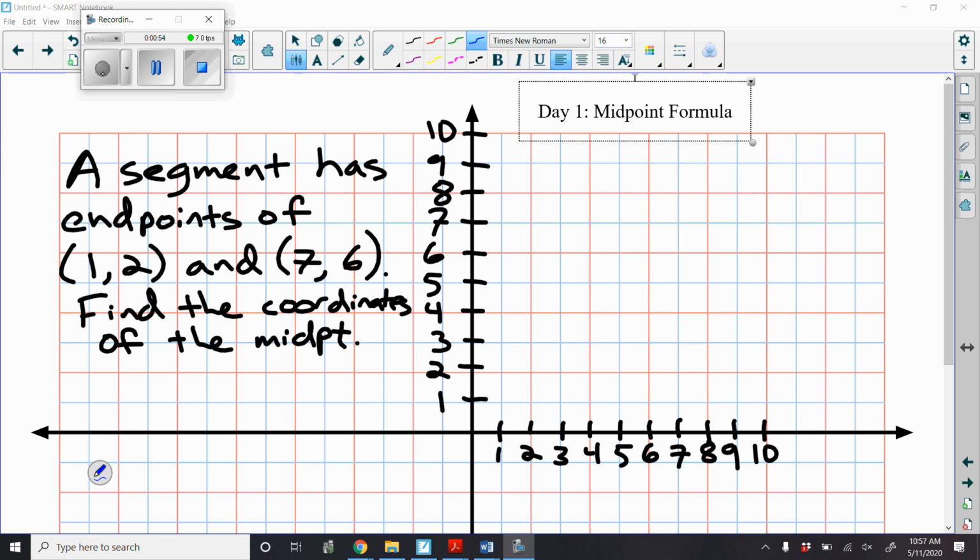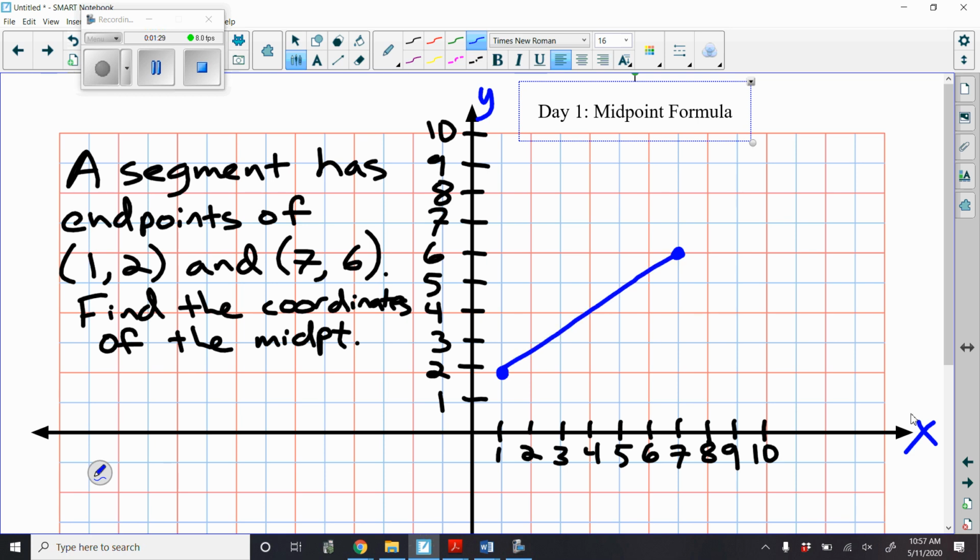Just as a reminder, on our coordinate plane, this is the x-axis. This is the y-axis. Points are always given in the form x, comma, y. So that first endpoint is (1, 2). So I go to 1 on the x and 2 on the y, and I'll plot that right here. Then to plot the second point, I'm going to go to 7 on the x-axis and 6 on the y-axis. So this is my segment right here.